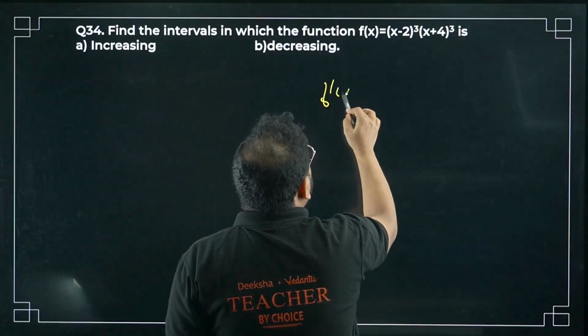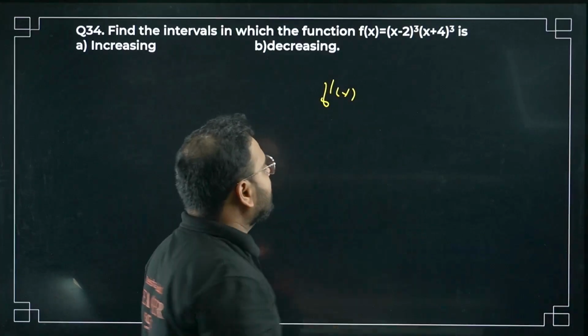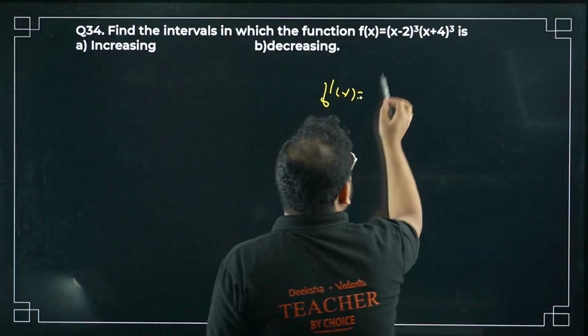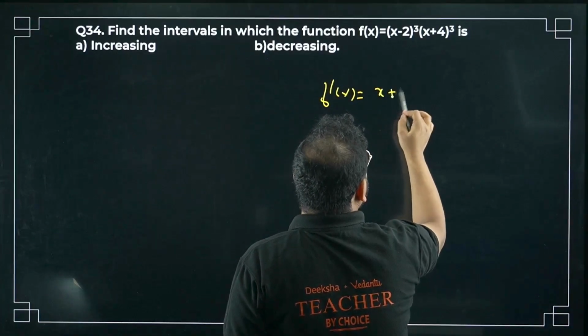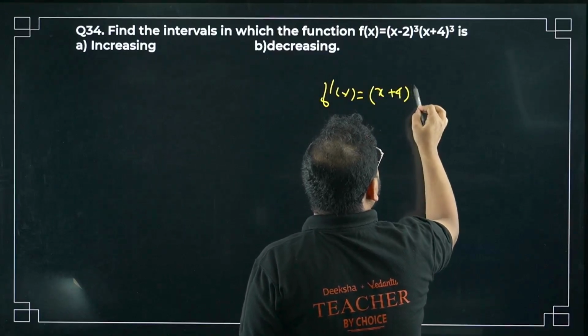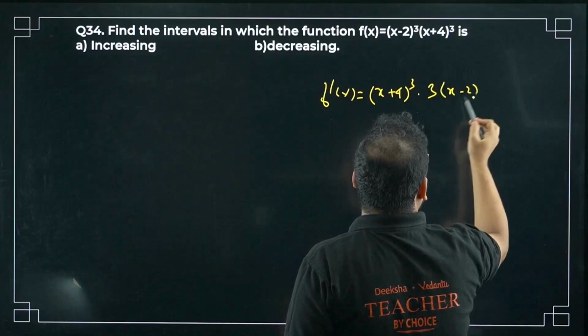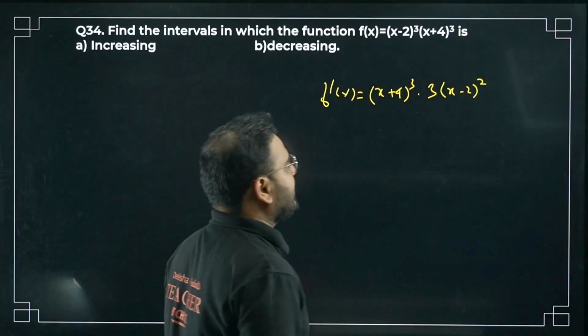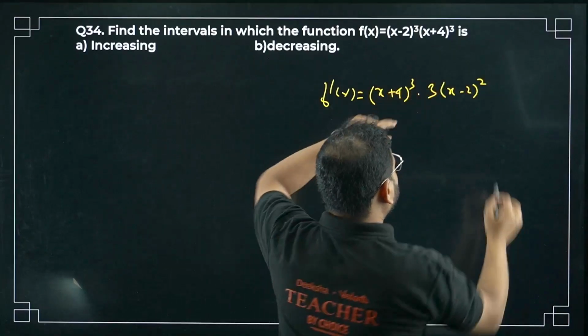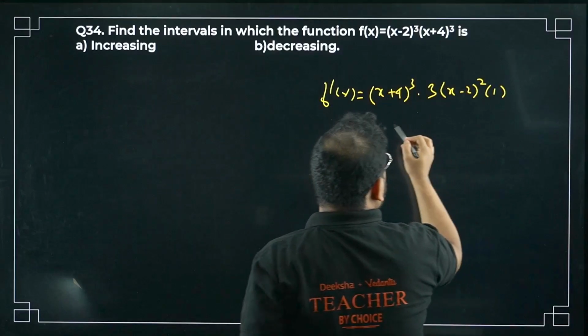So f dash of x will be nothing but, I have to use the product rule again. Differentiate this: just keep x plus 4 power 3 as it is, and differentiate this part. It will become 3 times of x minus 2 the whole square. And the differentiation of x minus 2 is simply 1. Plus sign you keep.